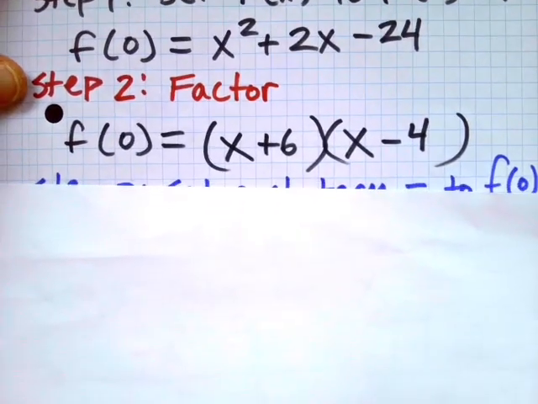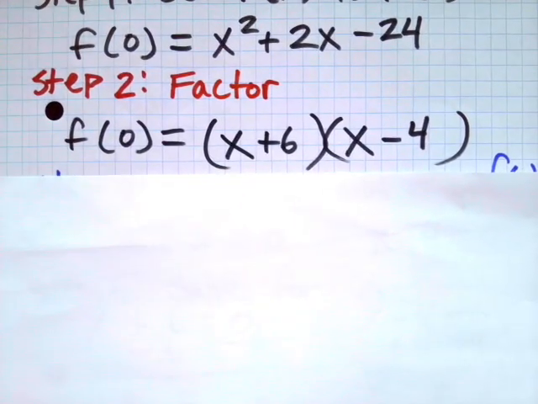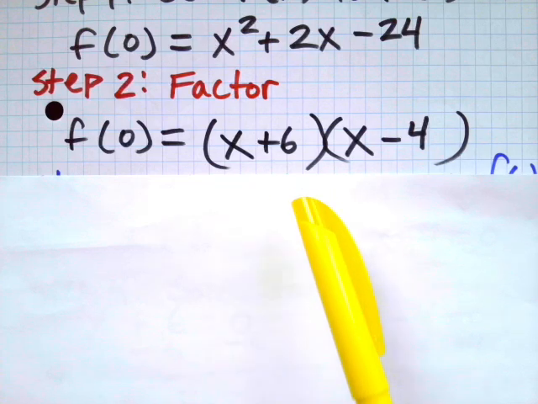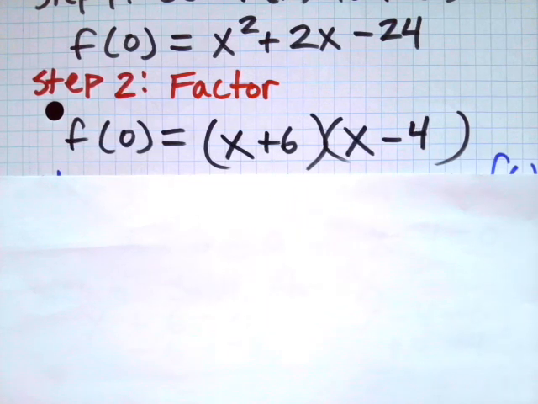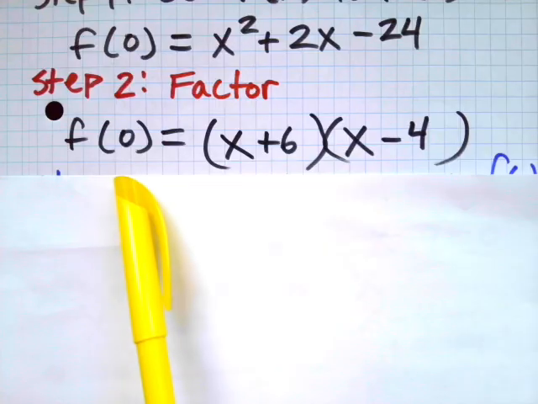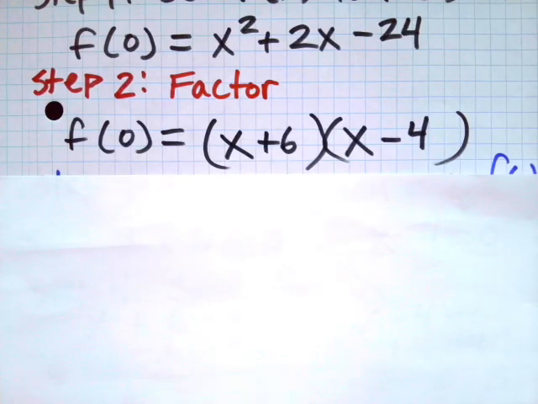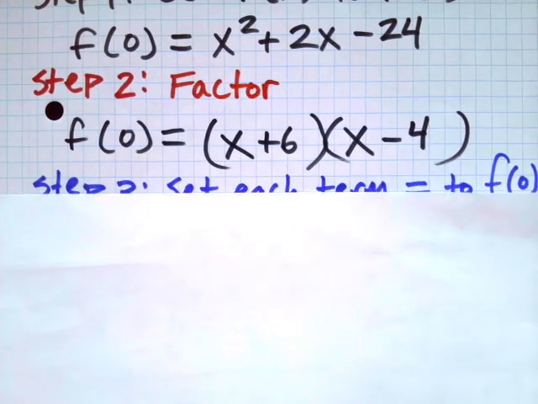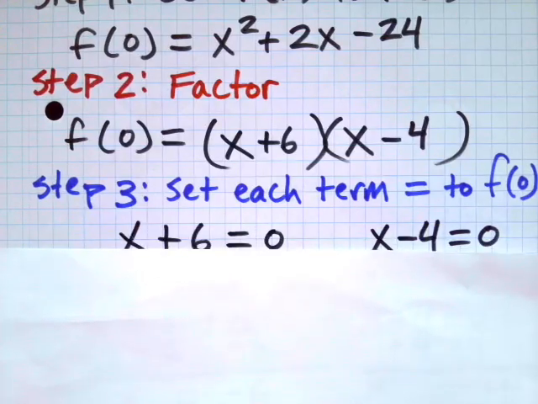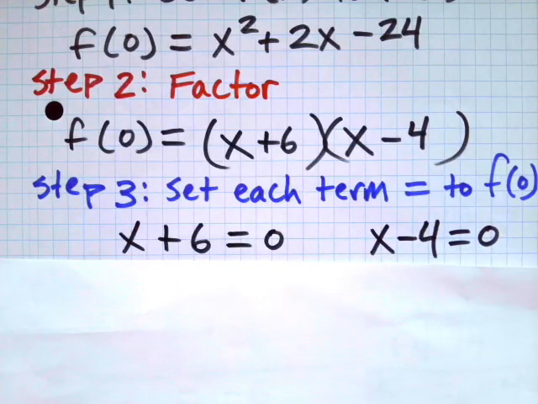Now, in order to find our answer, and in my opinion, once you have a really good grasp of factoring, this is the quicker and easiest way to find your answers in this type of problem when they're asking what are the zeros of the function. Because each one of these I'm going to set equal to 0, and then I'm going to solve for x, and you have your answer. Let's take a look. Step 3, set each term to f of 0. What are you talking about? Well, this is what I'm talking about.